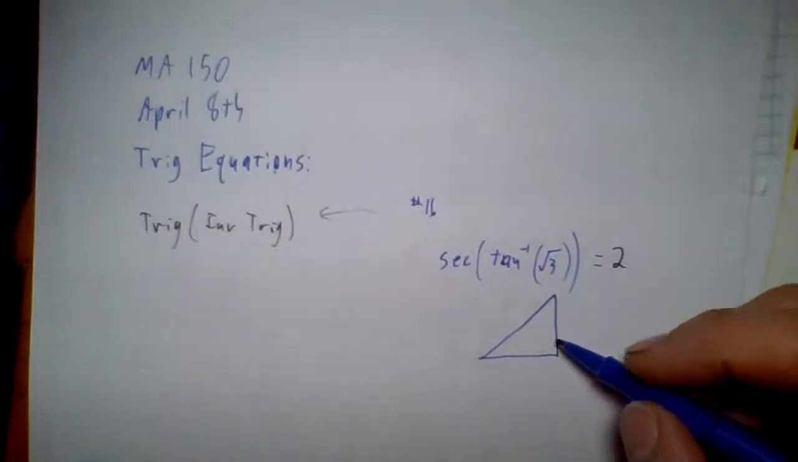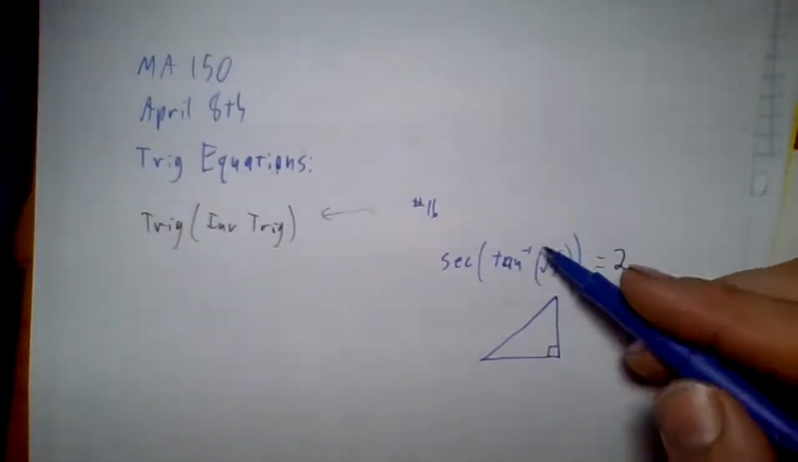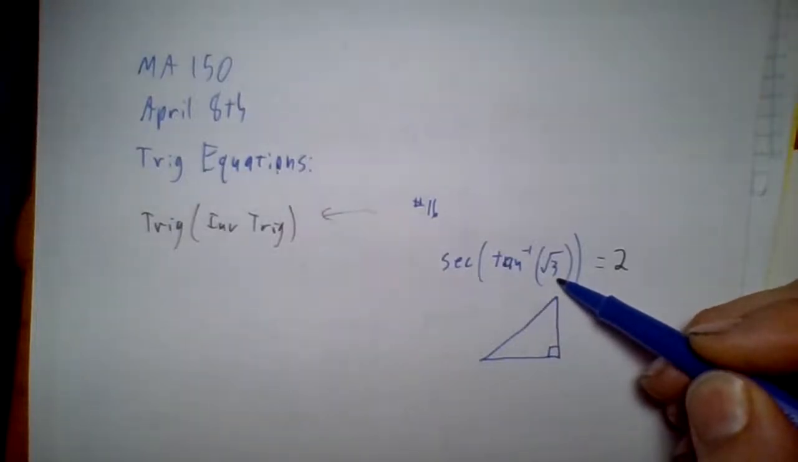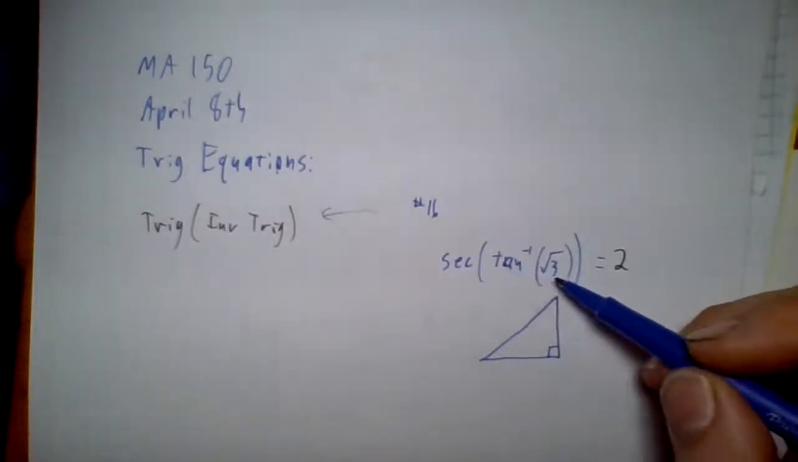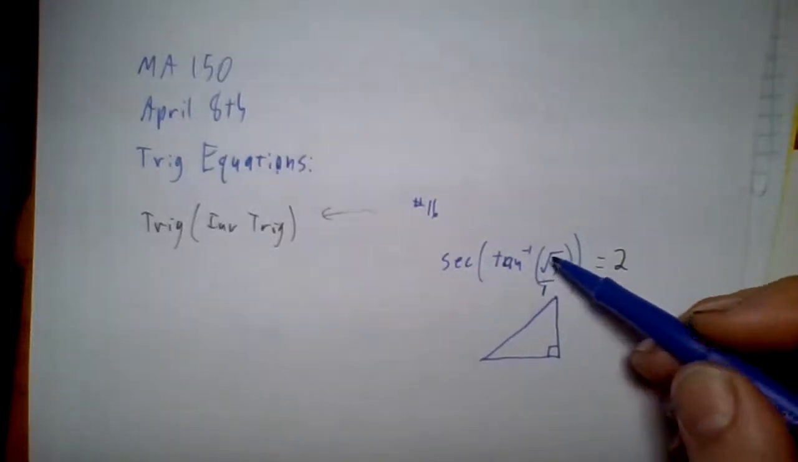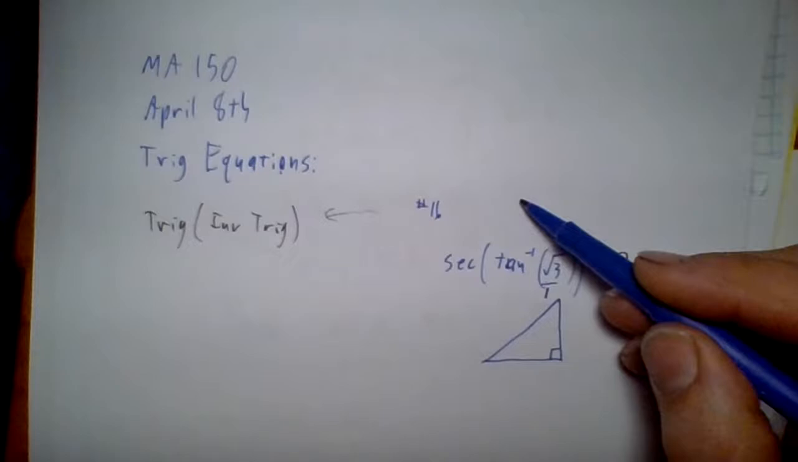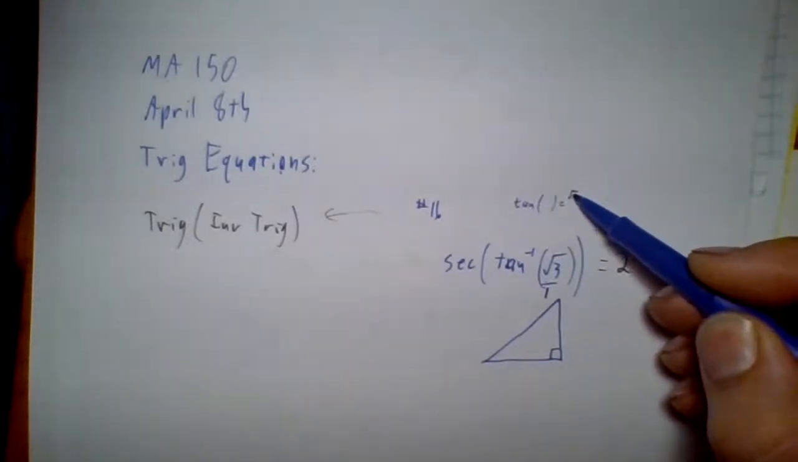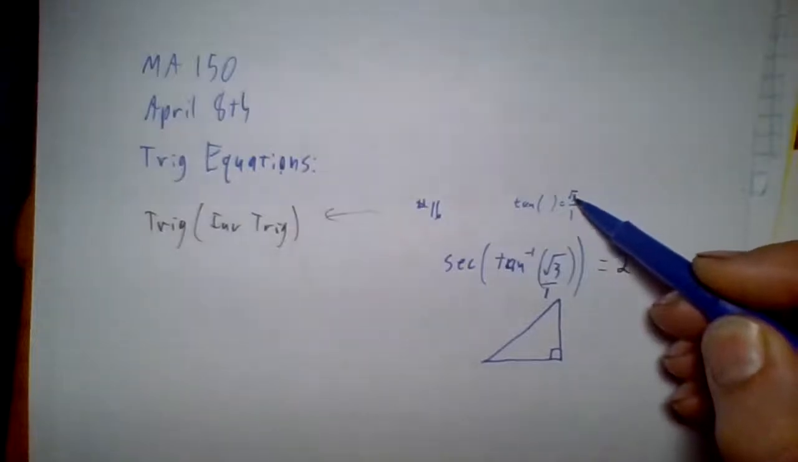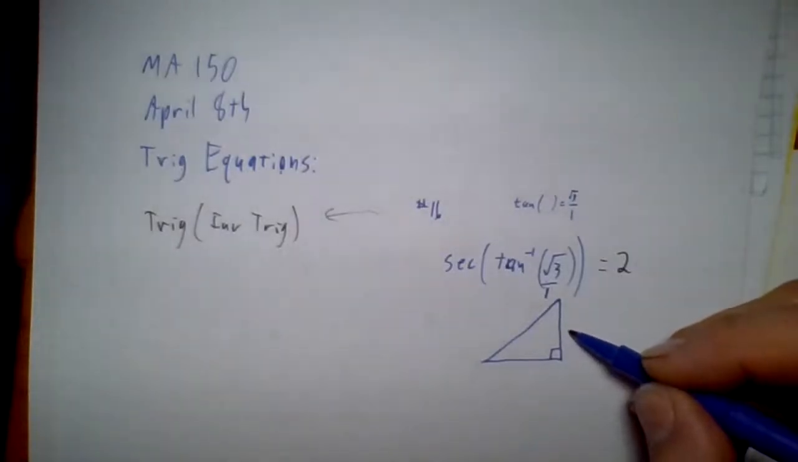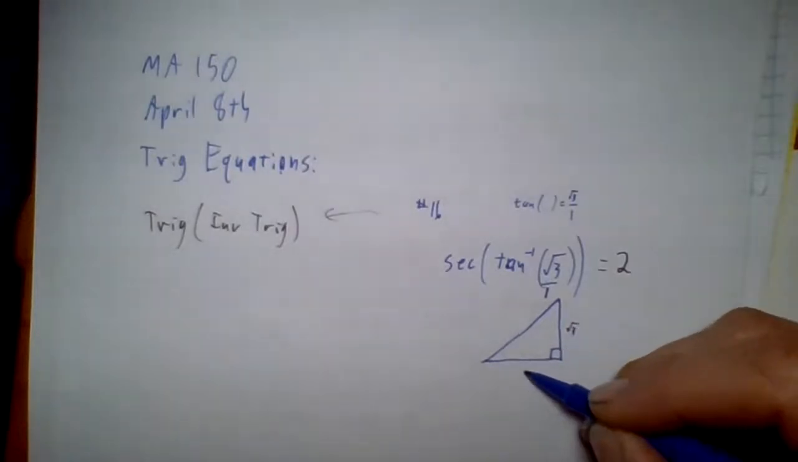This is a right triangle. I'm not even trying to draw it to scale, but this is some right triangle. When you say inverse tangent of square root of 3, that means the angle whose tangent is square root of 3, or square root of 3 over 1. The tangent of some angle is square root of 3 over 1. That's opposite over adjacent, or y over x here.